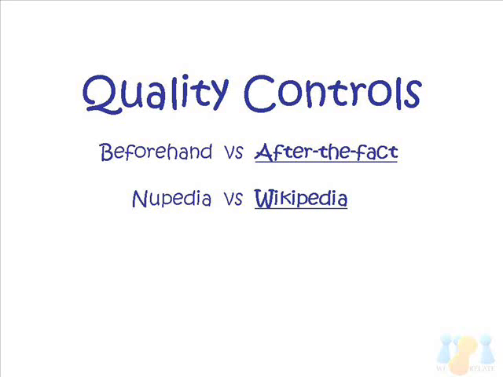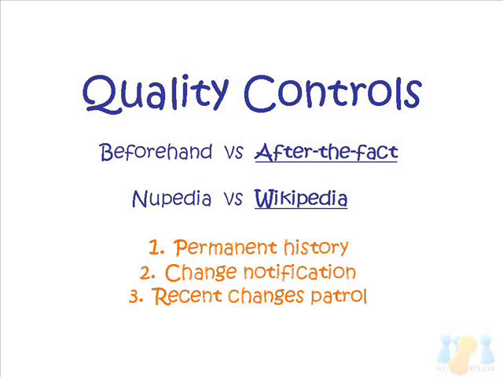Because of this experience, the authors of Nupedia decided to create another encyclopedia based on after-the-fact quality controls. This encyclopedia was called Wikipedia. Wikipedia uses 3 types of after-the-fact quality controls. Number 1, they have a permanent history so that nothing is ever lost. Whenever someone edits a page, they actually create a new version of the page. Anyone can review older versions of the page and compare older versions to newer versions to see exactly what changed.